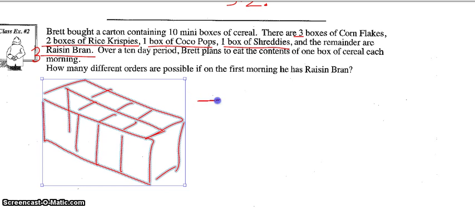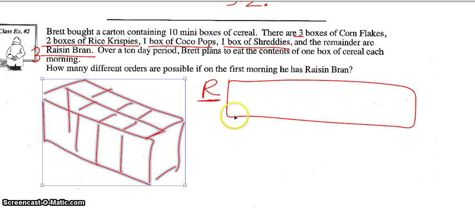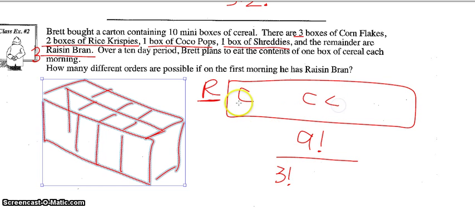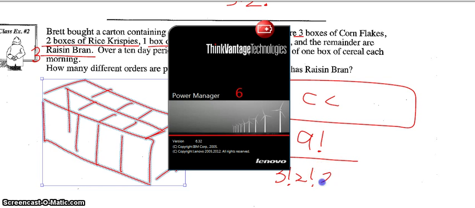Okay, the first day is Raisin Bran. So that's fixed. There's only one way. But then the remaining 9 days, if they're all different, you have 9 factorial ways to eat them. However, now 3 of them are cornflakes. So if you have C, C, C on days 2, 5, 6, it's the same as having them on days 5, 6, 2. It's the same, so you don't count them. So you divide by 3 factorial because the 3 cornflakes are identical objects. Then 2 Rice Krispies, and for Raisin Bran, you already ate 1, so you're down to 2. That will be the answer for this question.